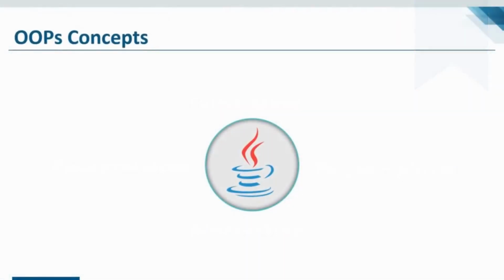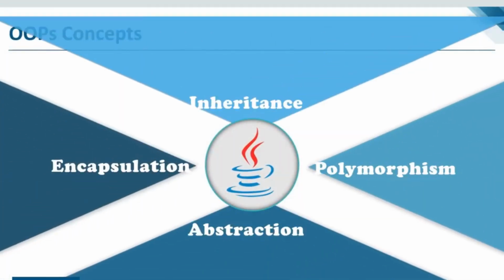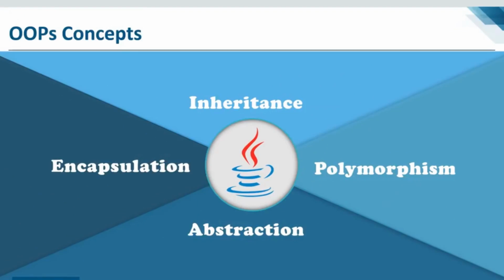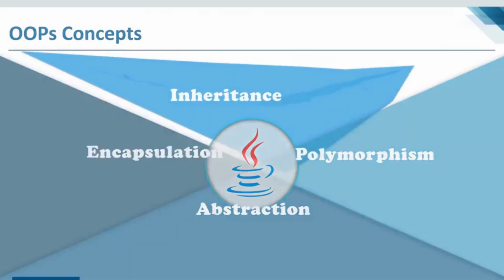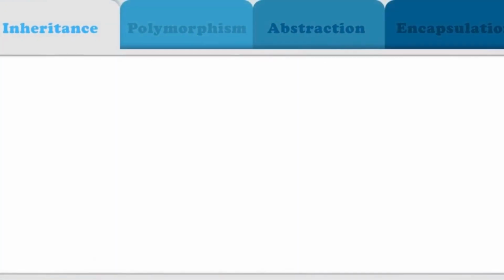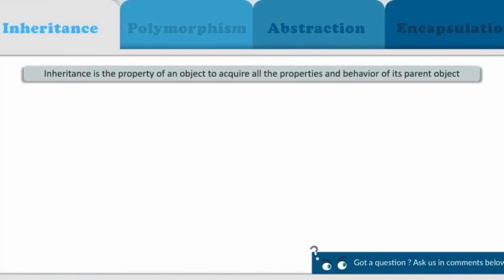So OOPs concept is based on 4 principles: inheritance, polymorphism, abstraction, and encapsulation. Yes, these are the 4 building blocks of OOPs, or you can say the principles on which this concept is based. Number 1, inheritance.